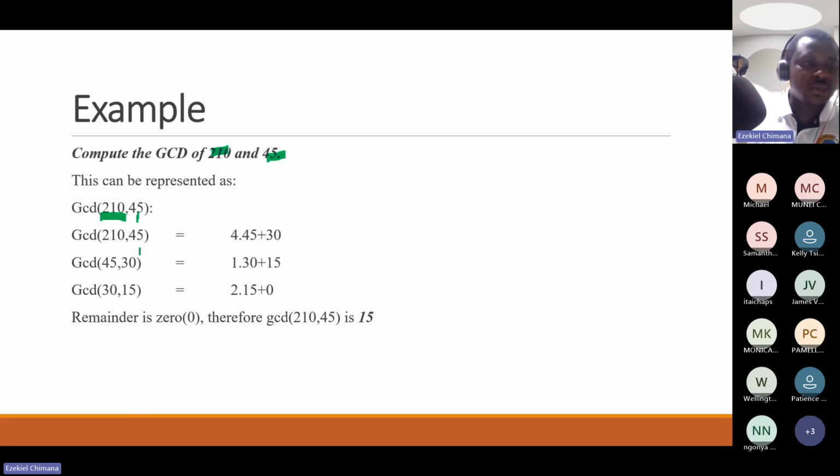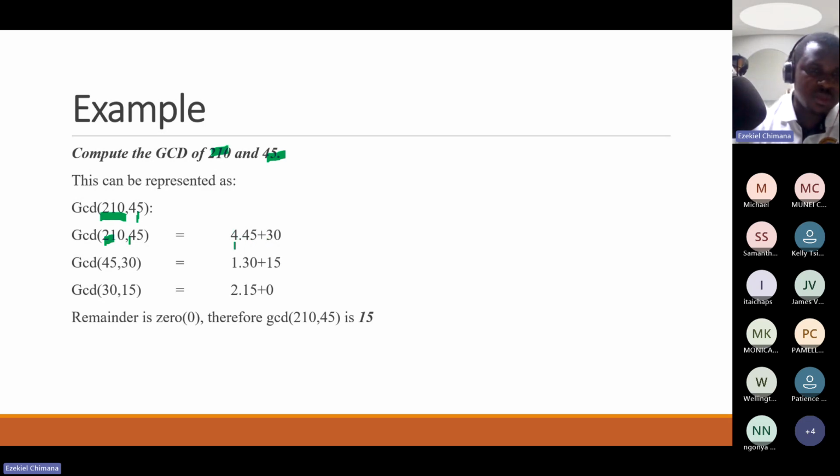So how do you find the GCD of this? You need to divide this A by B, and then you find the remainder, right? So 45 divides 210 4 times. This one can get into 210 4 times and leaves a remainder of 30, right? That's why we've got 4 times 45 plus 30.